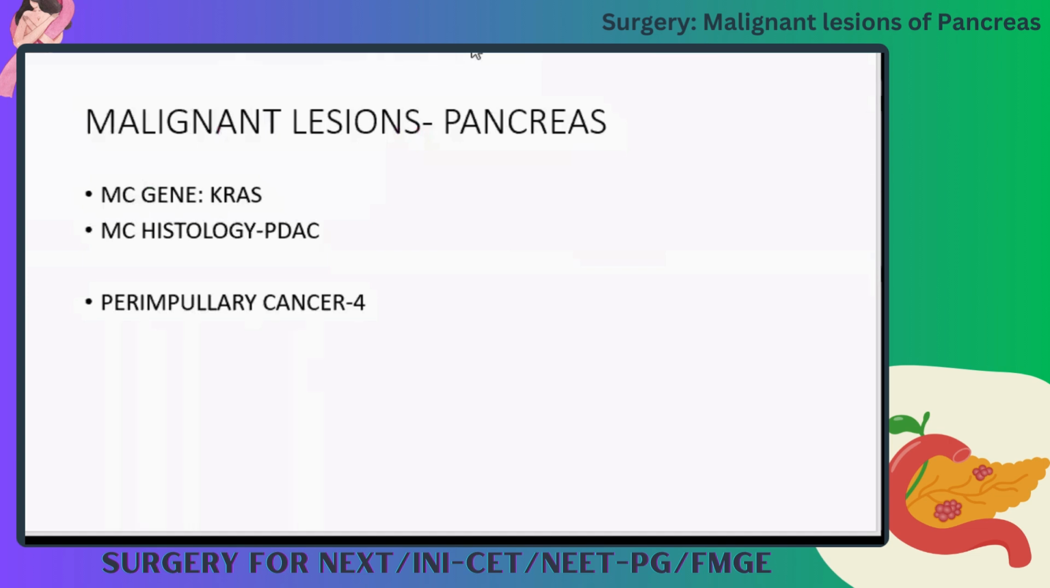Now we'll go for the malignant lesions of the pancreas. What are the various malignancies of pancreas? The most common gene is KRAS. Okay, and most common histology is again pancreatic ductal adenocarcinoma.